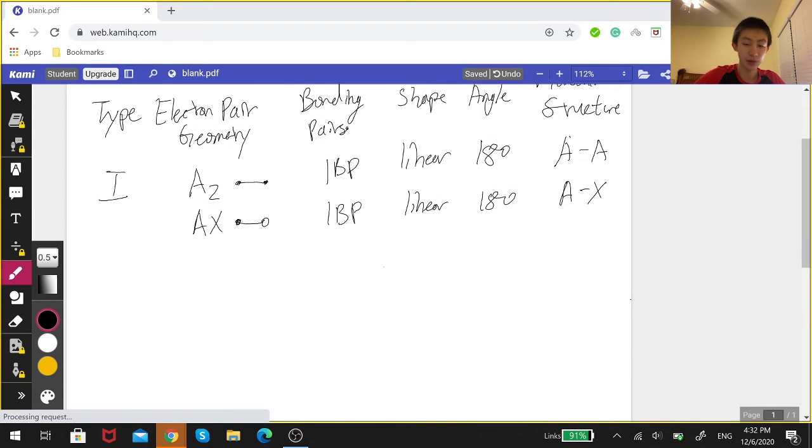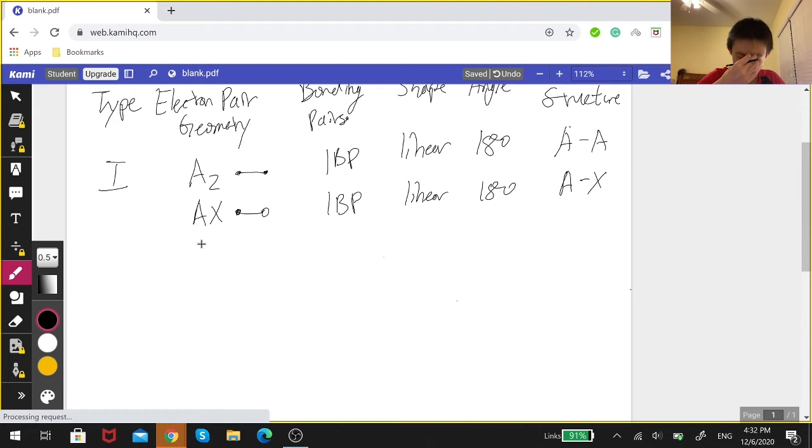Now, our third type of linear would be AX2, and it's gonna look like this. This one has two bonding pairs, but it's still linear, and the bonding angle is still 180 degrees, and the structure will be A and 2 X's around it.